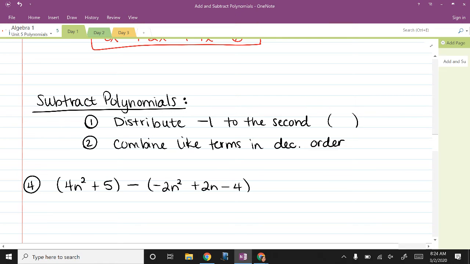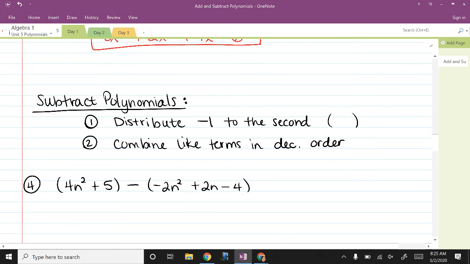Now, you're not going to change the first parentheses at all on step 1. Okay? So for step 1, you're going to copy the first parentheses exactly like it says and just drop the parentheses off. And then for your second parentheses, you're going to change all the signs. Just watch me.